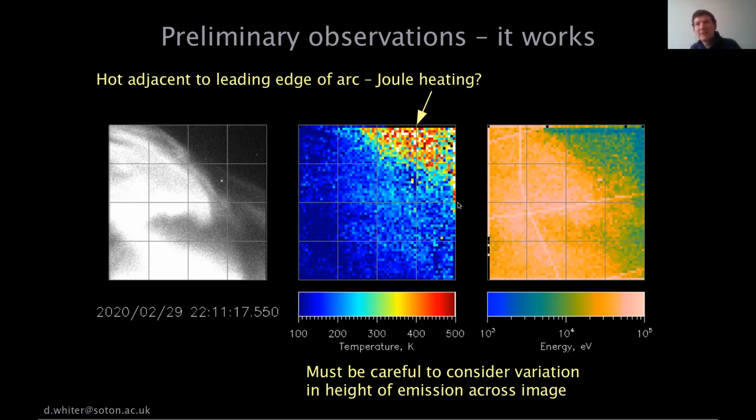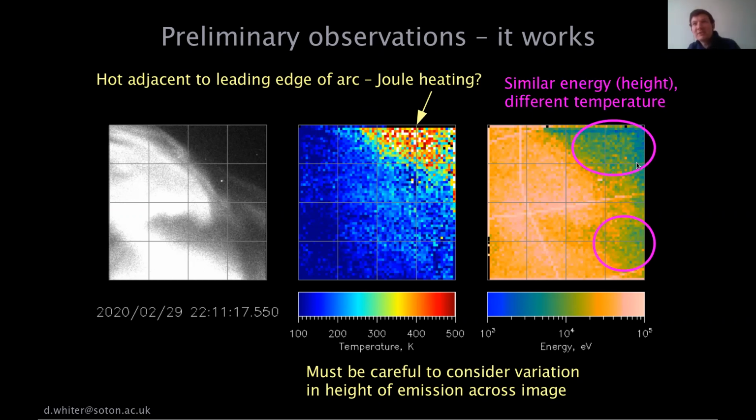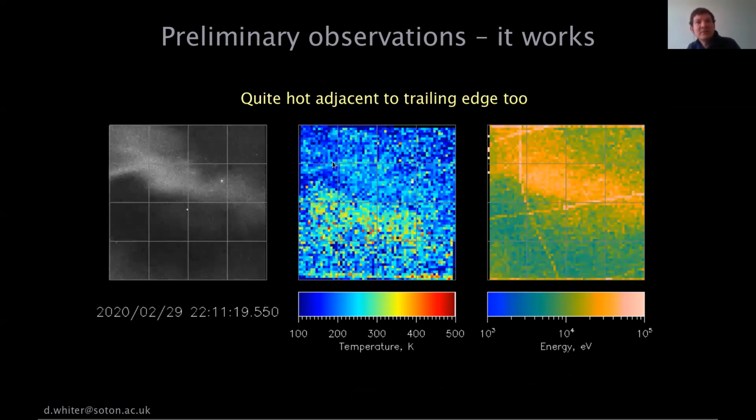In this case, if we look at the energy image, these two regions have very similar electron precipitation energies. So the emissions should be coming from very similar heights. But if we look at the temperatures, they are very different in those regions. So I think this is actually Joule heating adjacent to the arc. Temperature's gone up a lot, and it makes sense. This is where there's going to be very intense localized electric fields adjacent to the arc, causing this massive increase in the temperature there. There's also hotter temperatures on the trailing edge of the arc as well, but not quite as hot.